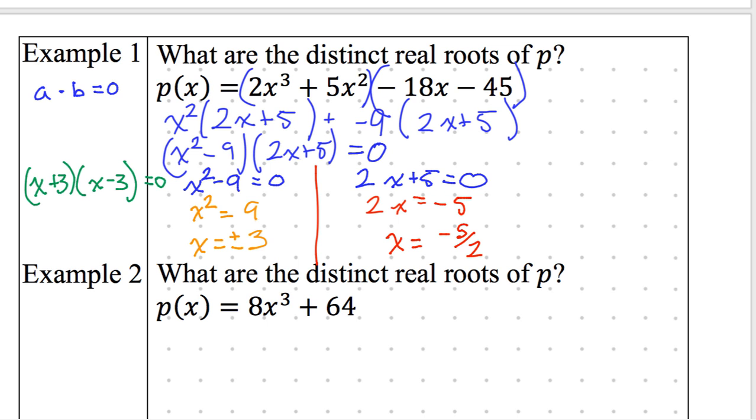Let's list them just to make sure that we know all of them. One of them was -3. The other one was +3. The other one was -5/2. Those were all of the roots. Because it was plus or minus 3 over here, so that's where the 2 roots popped out of.